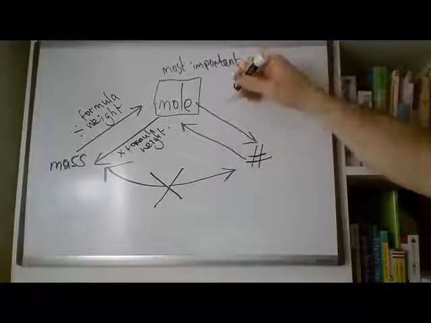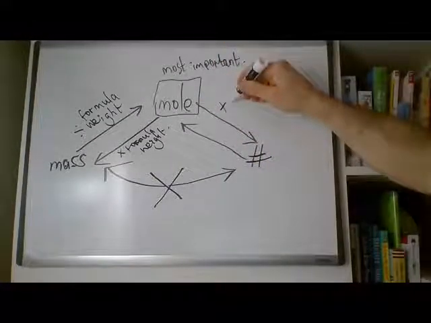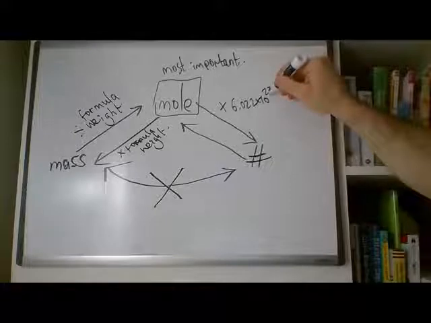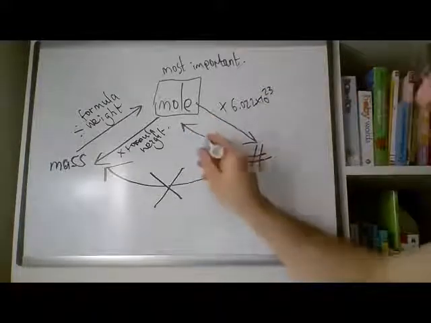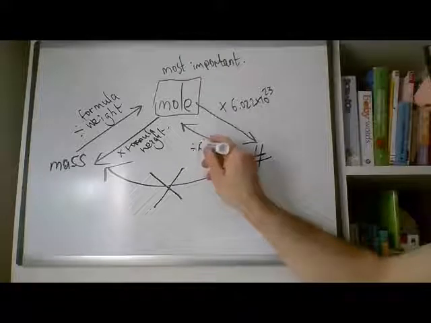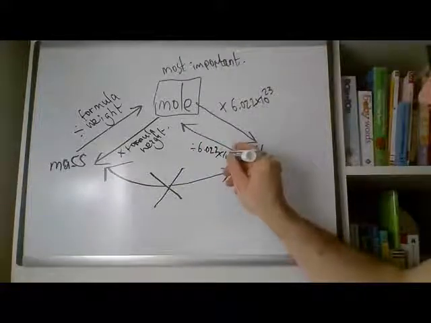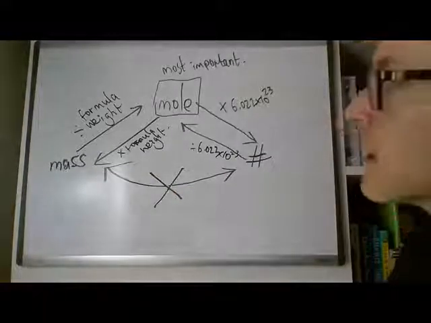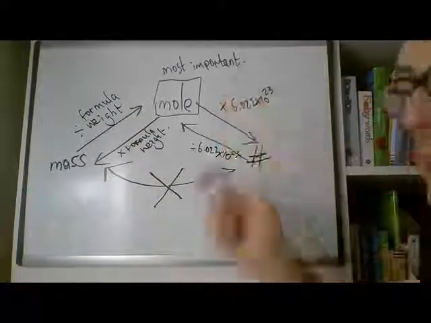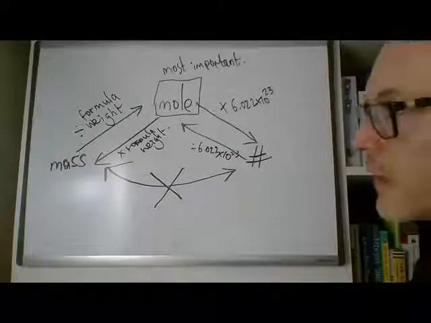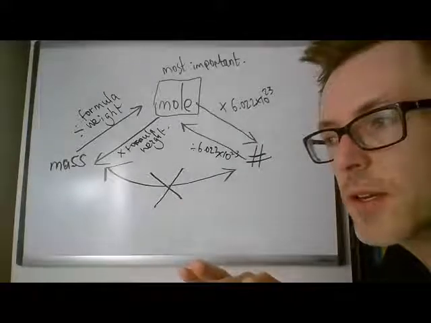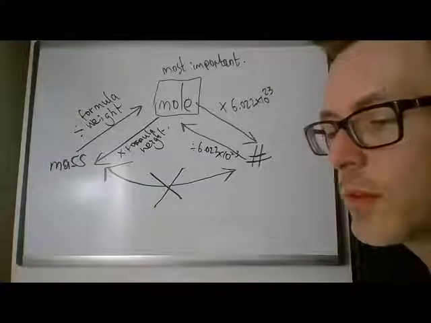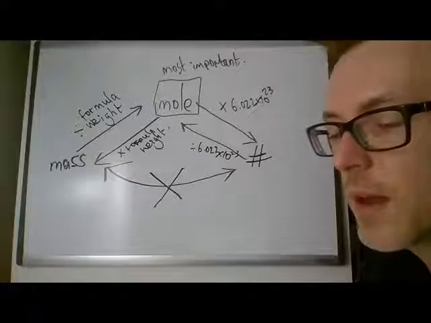To go from mole to number, you multiply by Avogadro. Opposite direction, you would divide by Avogadro. There is no going back and forth here. So these are the mathematical operations we've been doing. Now, if you can do that, you should have no problem with moles. If you do, we can do another video if you have any specifics.